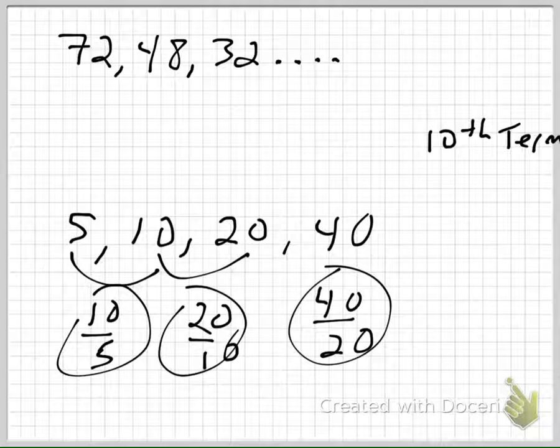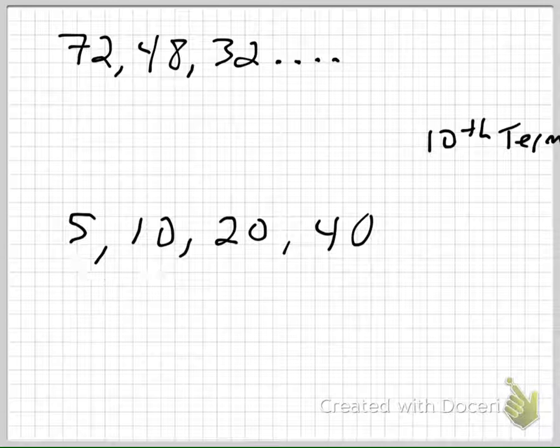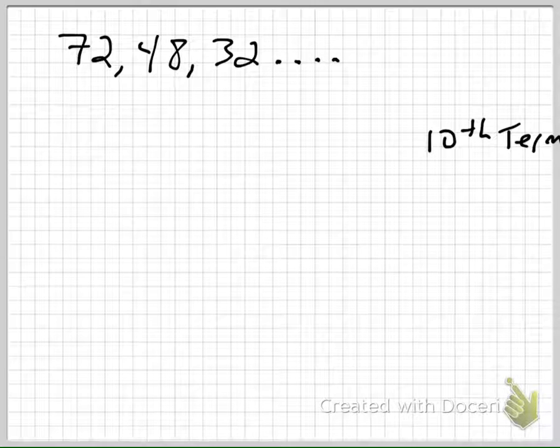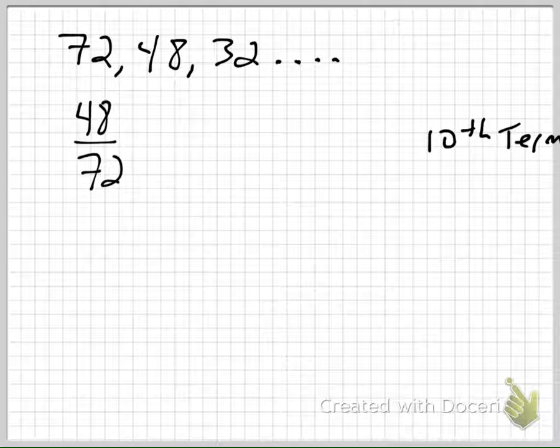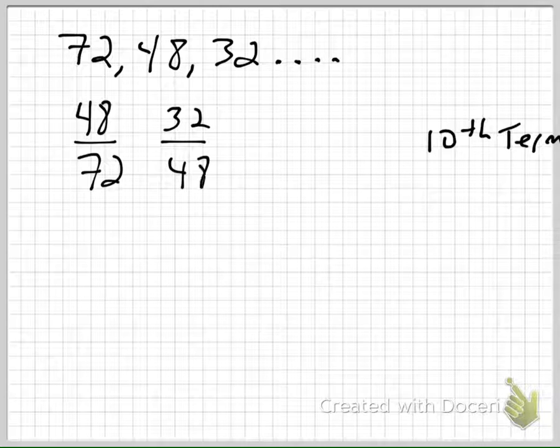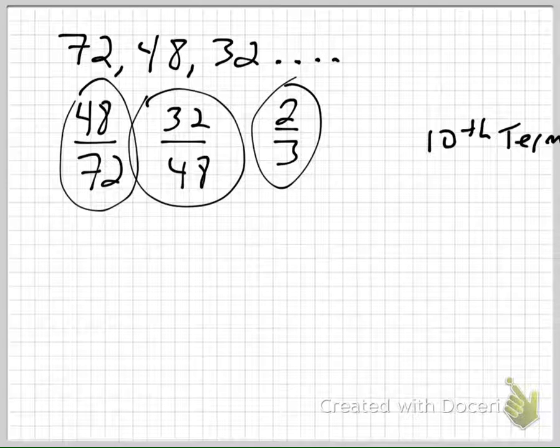You usually can just look at it and go, oh, it's 2, it's obvious. Sometimes, like the one I gave you, you look at it and it doesn't even look like there is a common ratio. Here's the deal. You take the second number and put it over the first, which is 48 over 72. Then 32 over 48. Those reduce to 2/3. So the common ratio is 2/3.